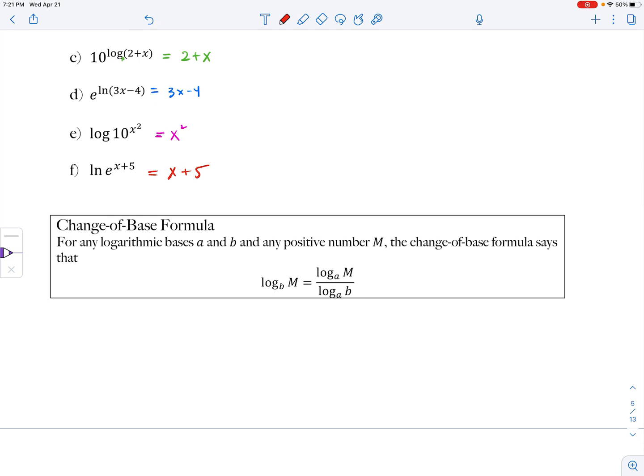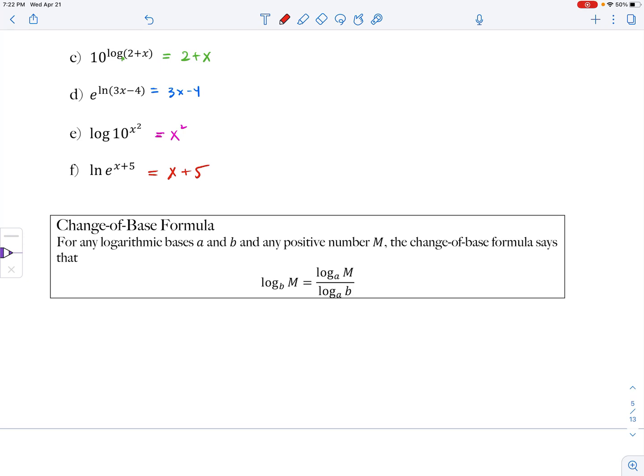Okay, and then you should be familiar with the change of base formula. It basically says if you want to rewrite or evaluate the log base b of m, that can be rewritten as the log base a of m over the log base a of b, where it actually doesn't matter what a is as long as it's a base that's allowed. But that base just needs to match.